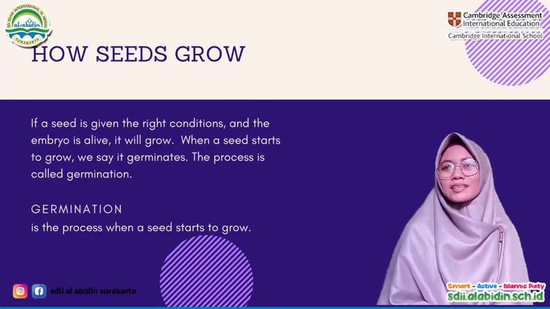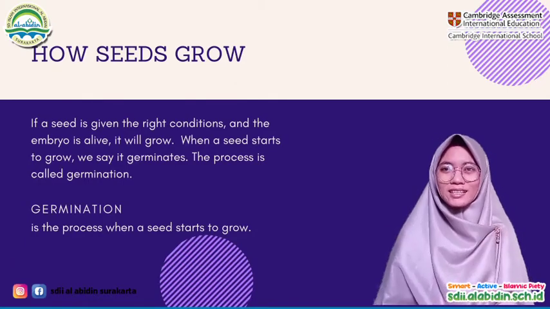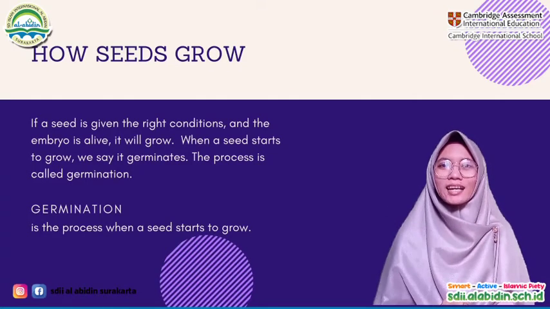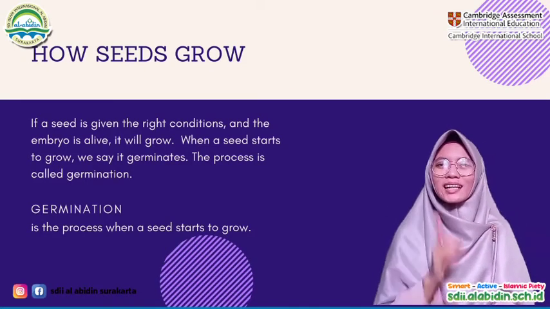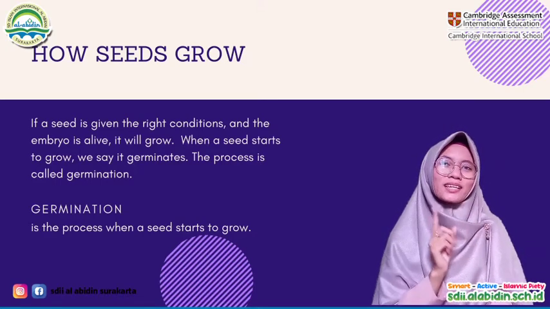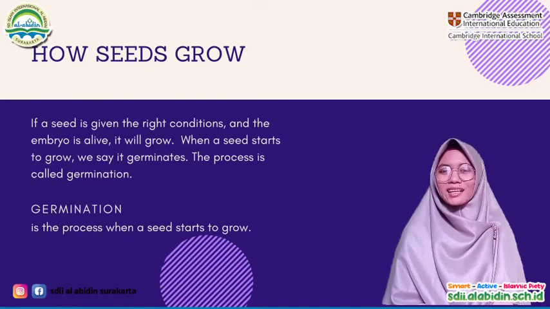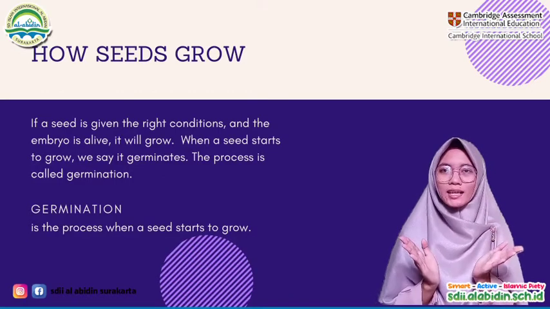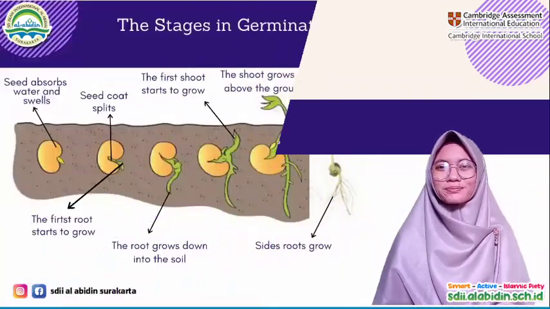Okay, when the seed starts to grow, we say it germinates. The seed germinates. The process is called germination. Let's say it together, germination. So, what is germination? Germination is the process of a seed starting to grow.